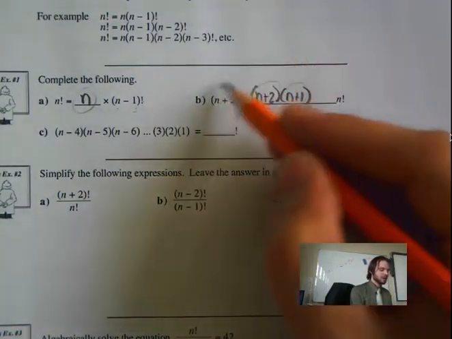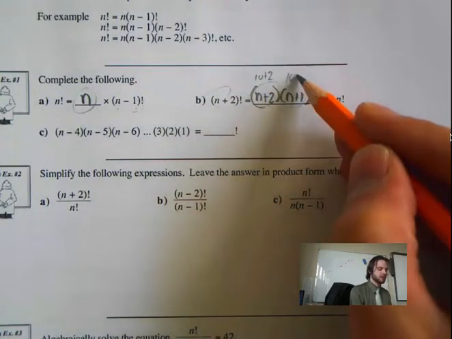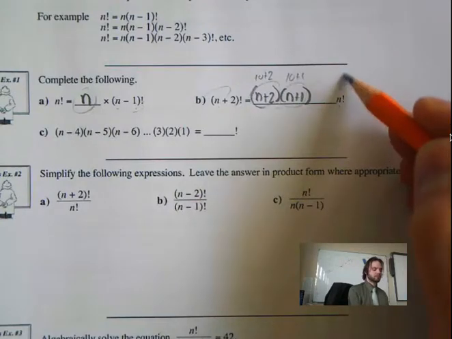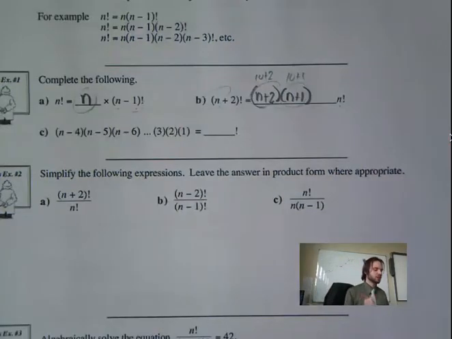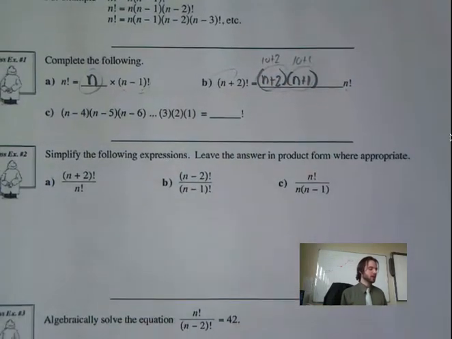Because if n is 10, this is 10 plus 2, which is 12, then 10 plus 1, which is 11, then 10, and then 9, 8, 7, 6. So it just would kind of look like that. It's still going one smaller every time.